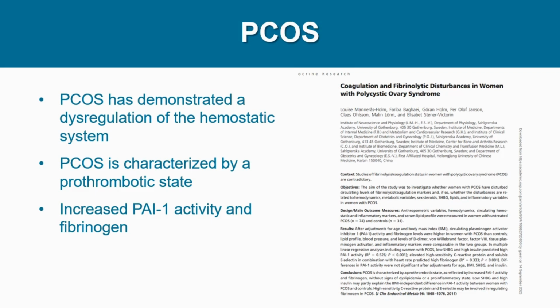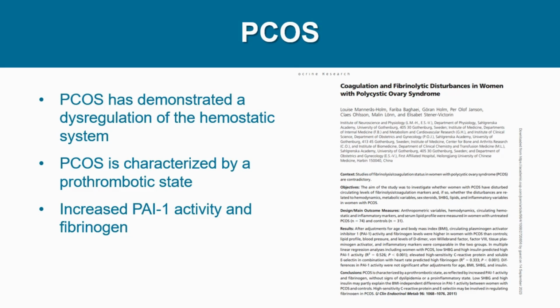PCOS, another one, has shown dysregulation of the hemostatic system, so these women can also be hypercoagulable. PCOS is characterized by a prothrombotic state as reflected by increased PAI activity and fibrinogen. And this is even without signs of dyslipidemia. So they may not have high blood fats, but they are in a pro-inflammatory state. PCOS is the most common endocrine abnormality in premenopausal women, and it does have other characteristics, but the one I want to focus on is the fact that many women are prothrombotic.